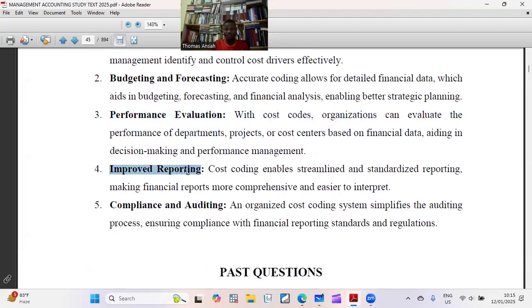Improve reporting. This is very important, especially when there is audit. If you don't file well, and I say go and bring me this invoice, it will take you 1,000 years. You'll not find it. That is what I'm talking about.